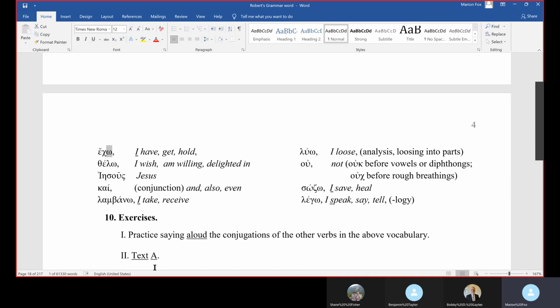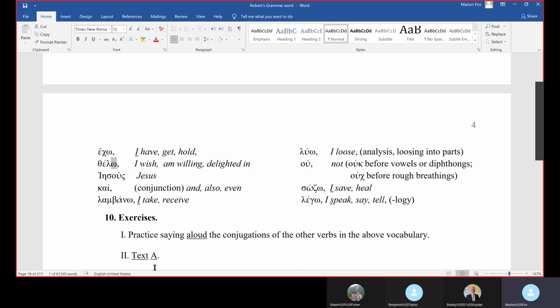Okay. Now, we talked about this a little bit last week. Thelo. And so that is, I wish, I have a will to do something. There's 2 Greek words for will, thelo and boulomai. We'll get to those 2 words later, but they have a subtle difference in them, and they're used together in several instances. And people miss the point in the passage because of it.